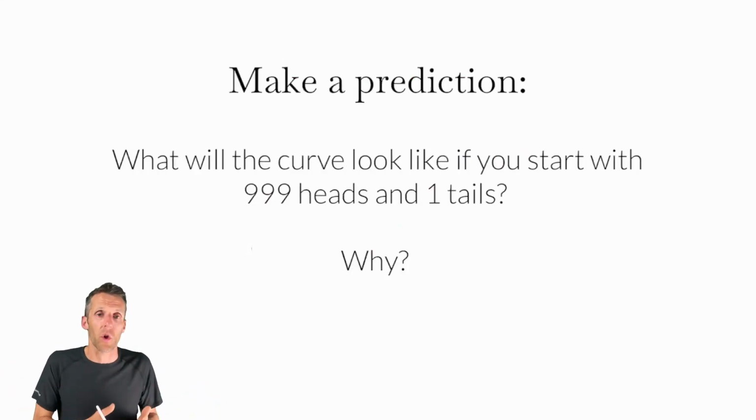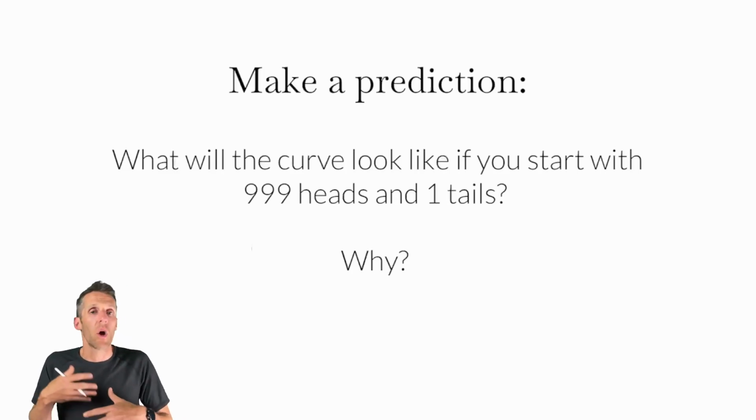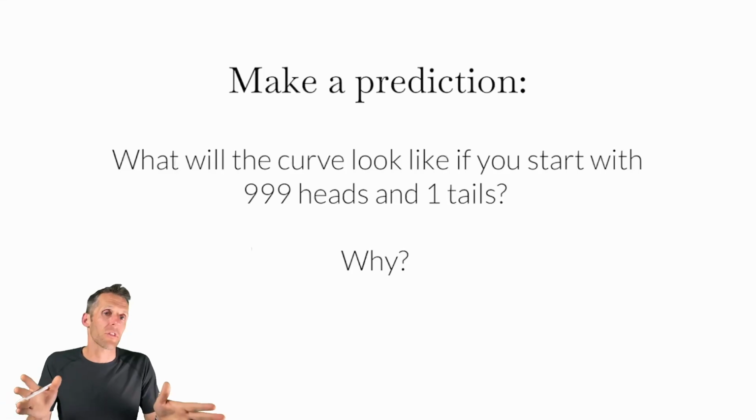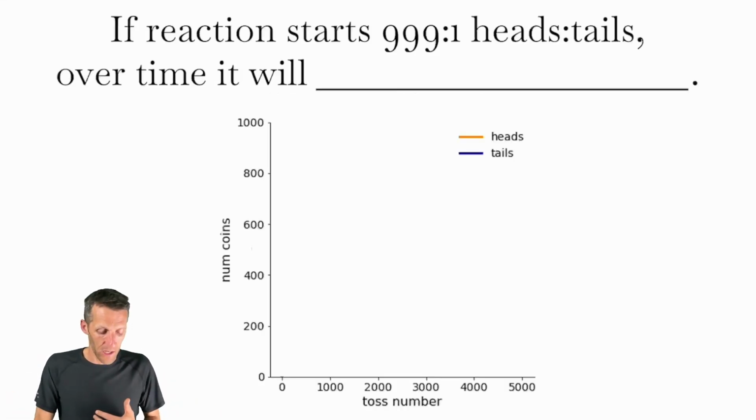All right, so now let's make another prediction. What is this curve going to look like if we start with 999 heads and 1 tail? And why? So 999 heads, 1 tail on the table. We're going to start tossing. What's going to happen and why? So again, pause. Okay, unpause.